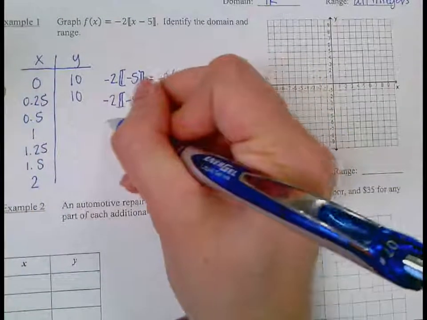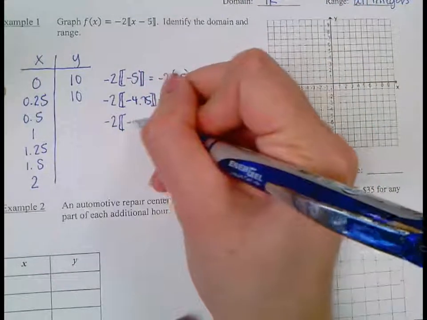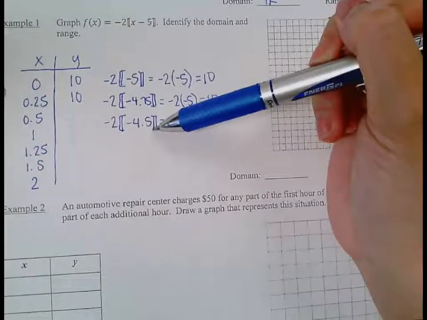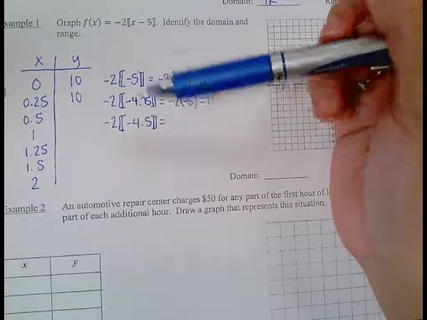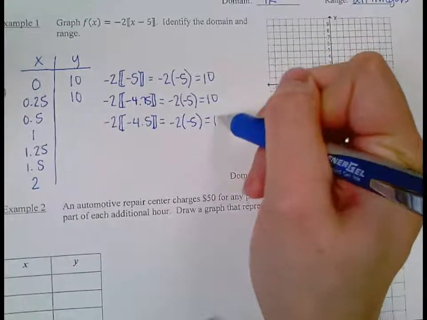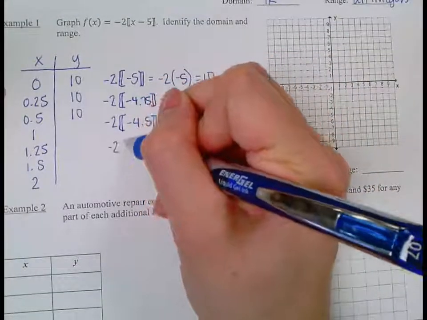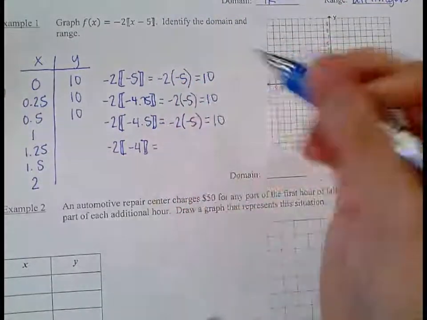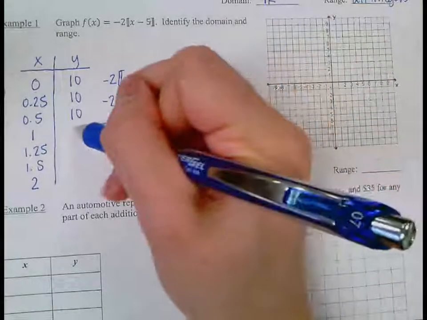Okay, now 0.5, same thing: -2 times the greatest integer less than or equal to 0.5 minus 5, and that's -4.5. I need to evaluate the greatest integer less than or equal to -4.5 first. What integer would that be? If I round -4.5 down, what integer will it be at? -5 still. So -2 times -5 is still +10. And then if I substitute in 1, I have -2 times the greatest integer less than or equal to 1 minus 5, which is -4. Now -4 is an integer, so that'll just be -4. So now it's -2 times -4, which is +8. So my y value changed finally.